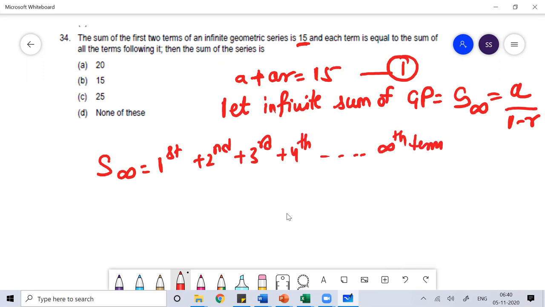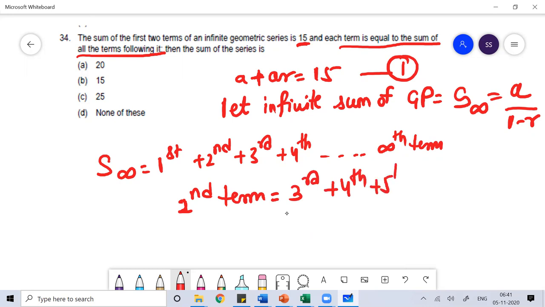That will go to the infinite term. So now if I talk about the second term, here it is given each term is equal to the sum of all the terms following it. What does this mean? This means the second term is equal to the third term plus fourth term plus fifth term, going till infinite term. That is what is mentioned. So you got the logic.